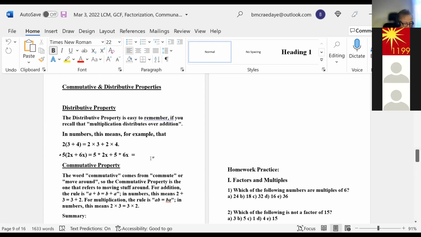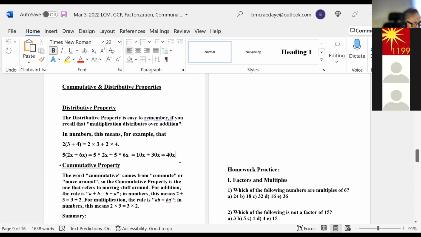10x. 10x, very good. And what's 5 times 6x? 30x. 30x, very good. And what is that equal to? Add the coefficients. 40x. So you've been doing this all the time. We just didn't have a name for it. It's called distributive. Okay, I got it. All right.